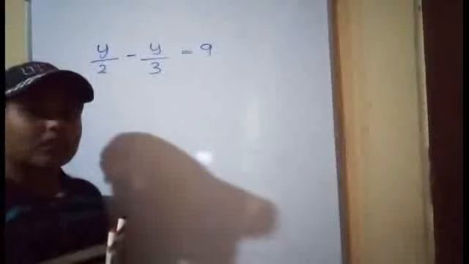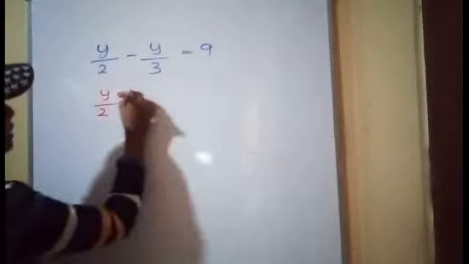So in this lesson, the very hard part is the simultaneous equation. The very hardest part. So what is the next one? So y divided by 2 subtract y divided by 3 equal 9. Oh, very troublesome at exam, no? The y divided by 2 subtract y divided by 3.